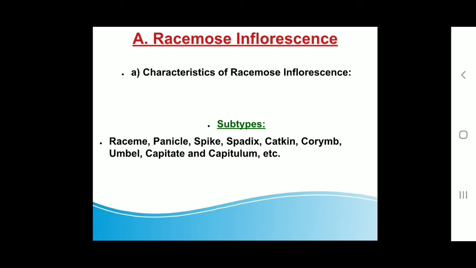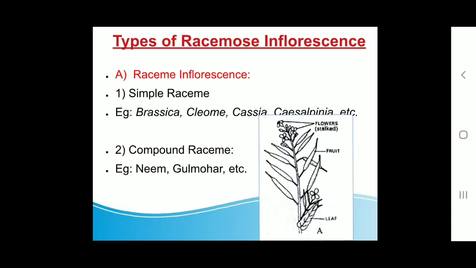And last character, that on the basis of nature of peduncle, that is whether it is elongated, shortened, suppressed or flattened, racemose inflorescence has following subtypes such as the raceme type, panicle type, spike type, spadix type, catkin type, corymb type, umbel type, capitulum or capitate type, etc. So we must see the first type of inflorescences, that is the racemose inflorescences.